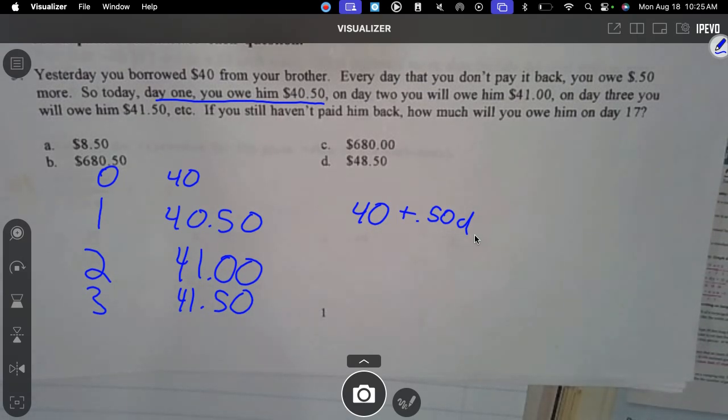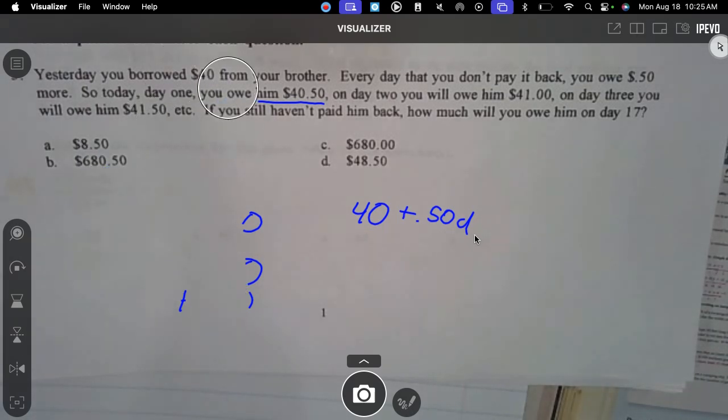48.50. That one makes the most sense to me. That one's not on there, but that is how you would do it. I didn't set up the equation, but I just did 17 times 0.50, and then you knew to add to 40. That's exactly what we did, we just did the algebra way. I think that's what Edward did on his too.